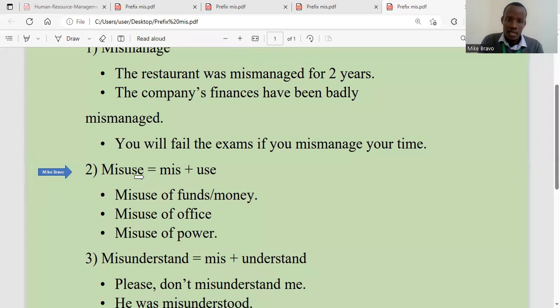And then we have misuse. We use the prefix "miss" plus the verb "use," and it becomes misuse, to use something in a wrong way. So we have sentences like misuse of funds or money, to use money for the wrong purpose, for something it was not intended for. And then we also have misuse of office, to use an office in a wrong way for their own benefit.